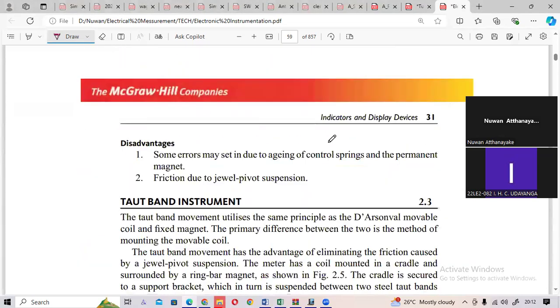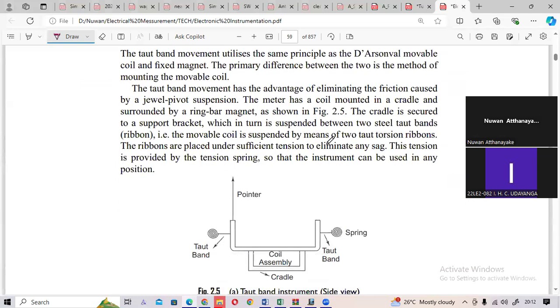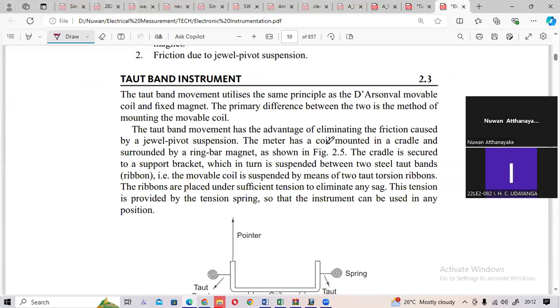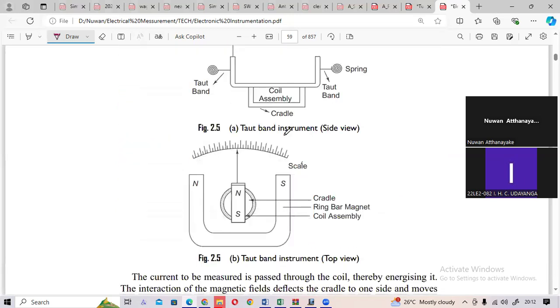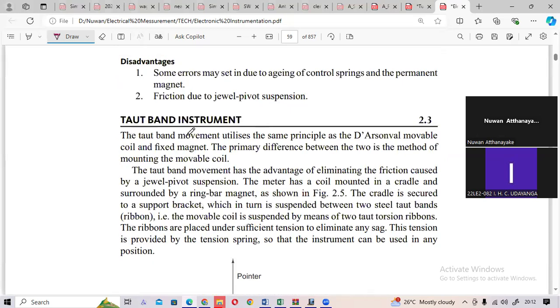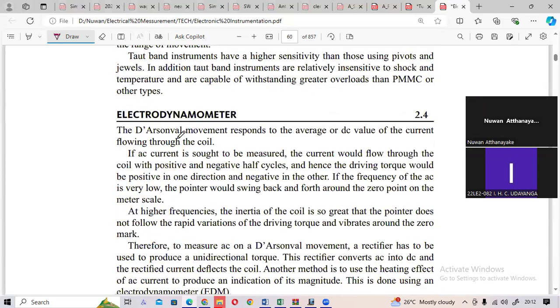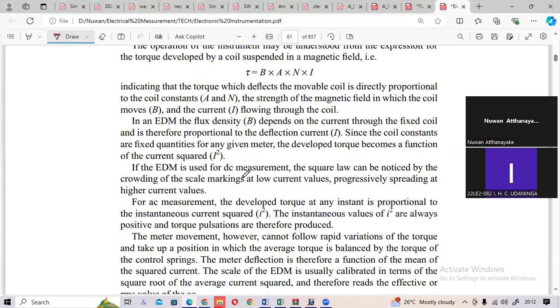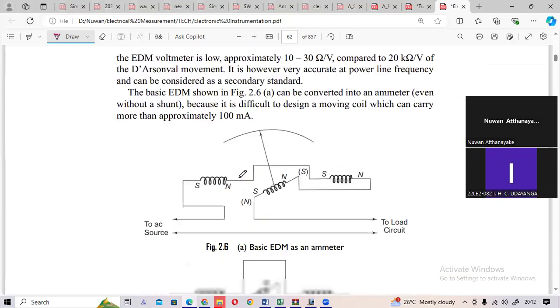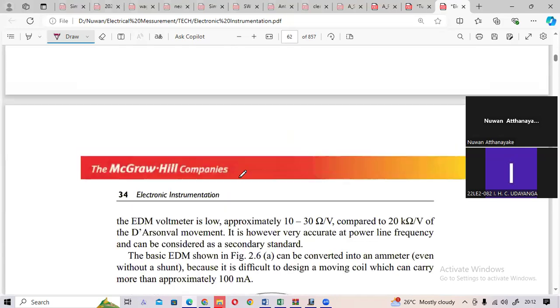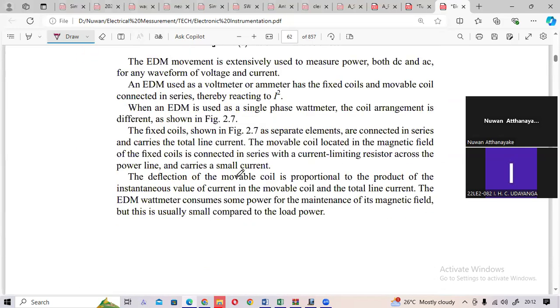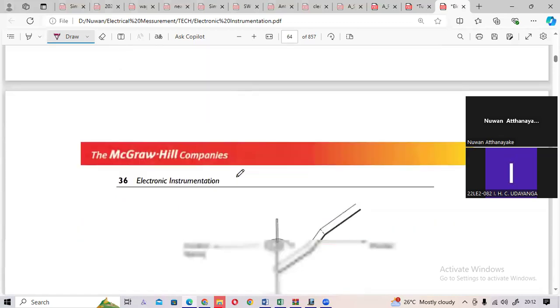So there are some other instruments also that can be used to measure current and voltage. There is this Tout band instrument that is also a modification of a Diasonoval setup. And there are some electrodynamometer methods. There are many methods, but we are mainly focusing on this Diasonoval setup. I hope you get the idea about the Diasono setup.